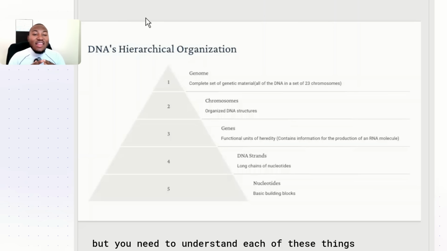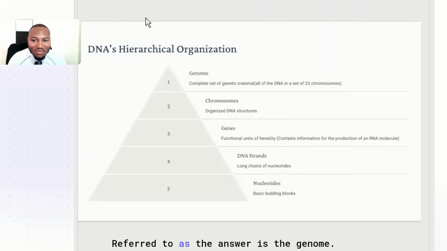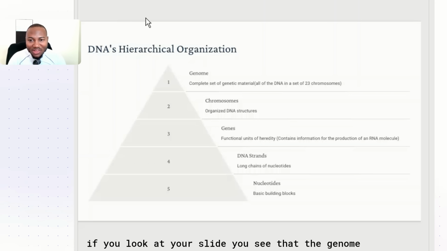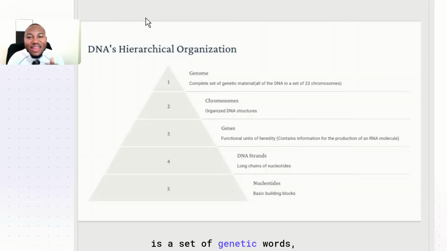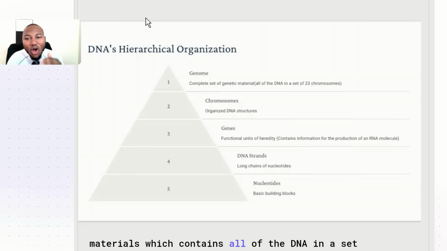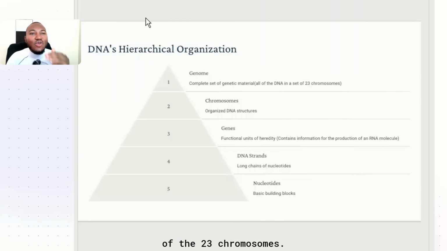But you need to understand each of these things for you to be able to pick the answers in the hall. For example, there is this question that says, what is all of the DNA in a set of 23 chromosomes referred to as? The answer is the genome. If you look at your slide, you see that the genome is a set of genetic materials, which contains all of the DNA in a set of the 23 chromosomes, right?